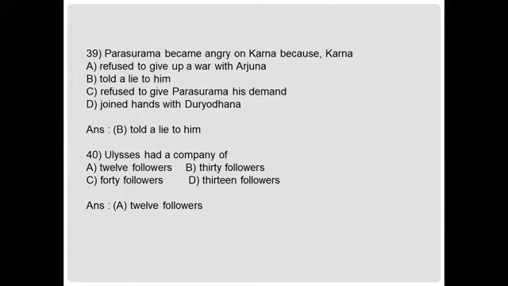Next question. Ulysses had a company of A. 12 followers, B. 30 followers, C. 40 followers, or D. 13 followers. And the answer is option A. 12 followers. So students, here we have finished our question and answers of first language English SSLC paper.